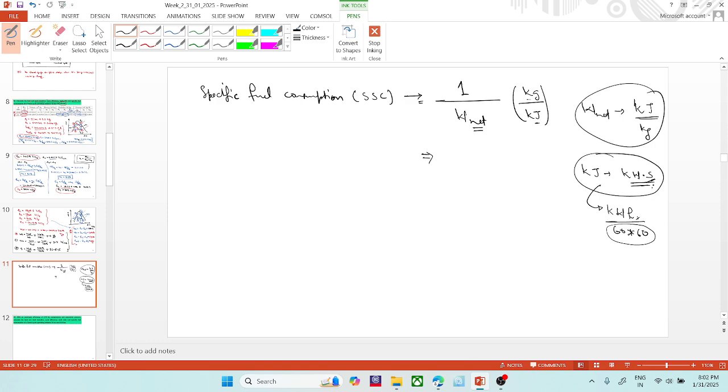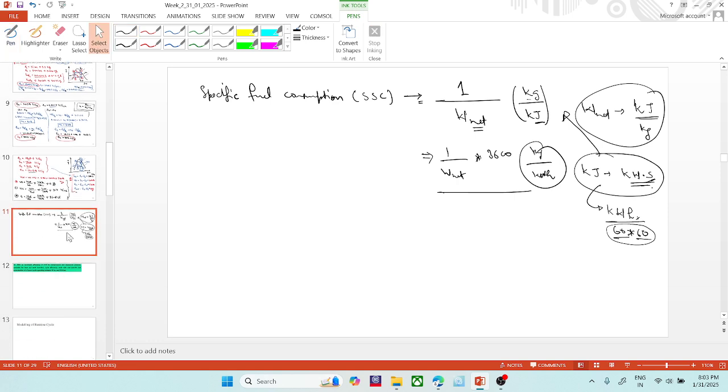Okay, when we apply this conversion here, then this would be W net into 3600. Then this unit will be converted from kilojoule to kilowatt hour. Okay, this 3600, 1 hour consists of 60 minutes and 60 seconds, so multiplication of that. Okay, so this is just the unit conversion, nothing else. I hope it is clear, right?